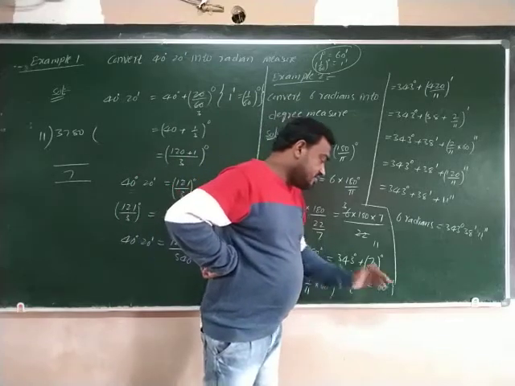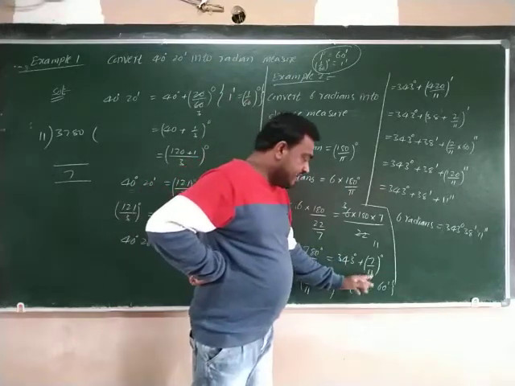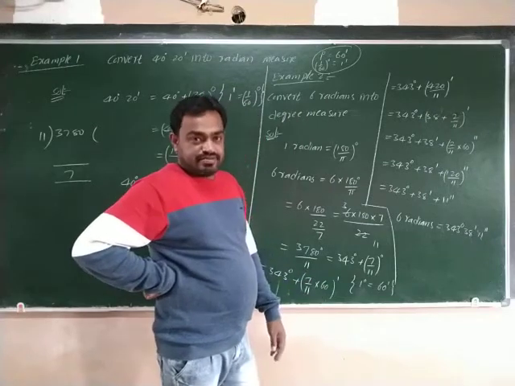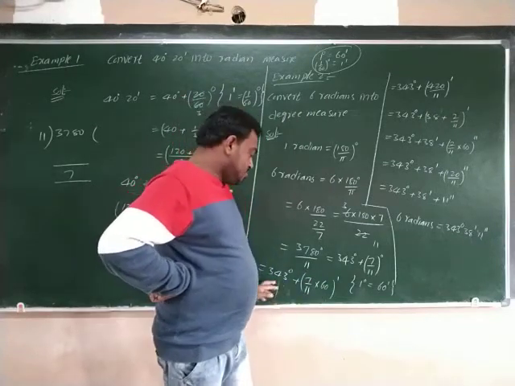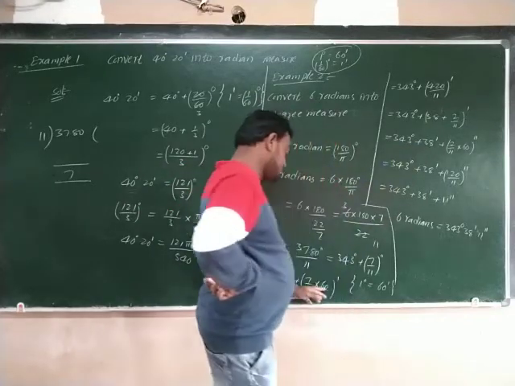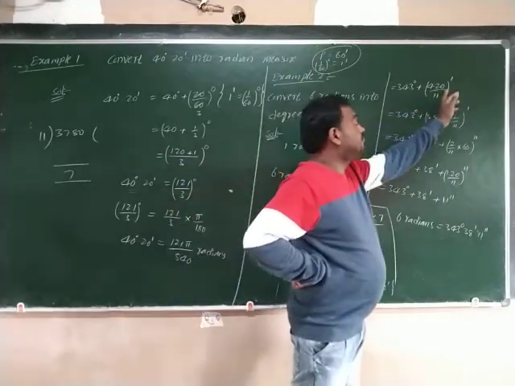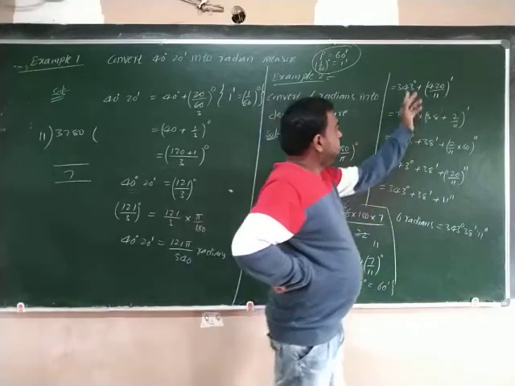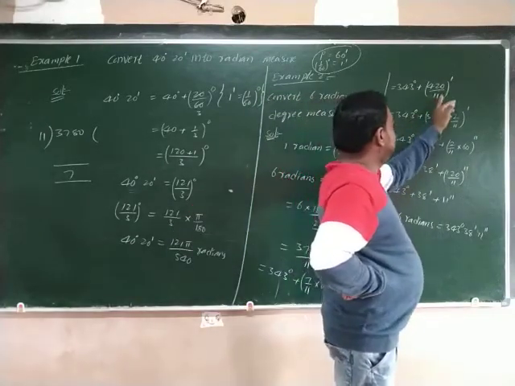1 degree is equal to 60 minutes. 7 by 11 degrees is equal to 7 by 11 into 60 minutes. So 343 degrees plus 7 into 60, which is 420 by 11 minutes. So 343 degrees as it is, you divide again.